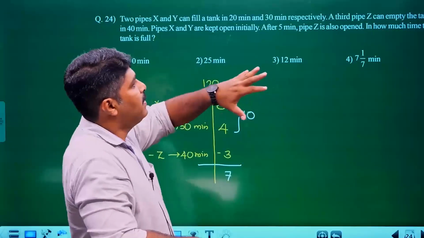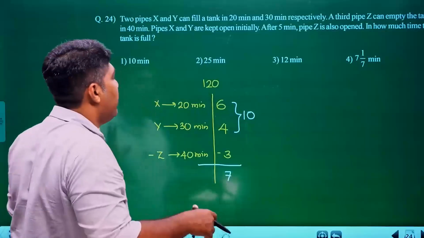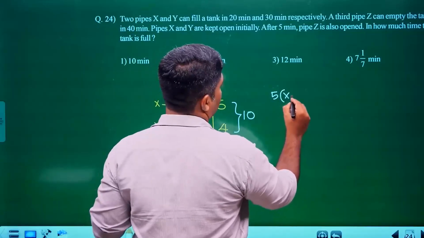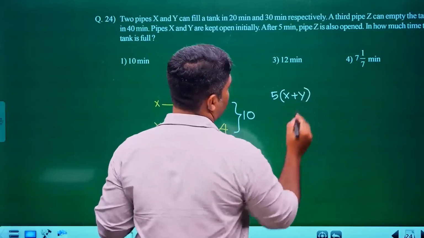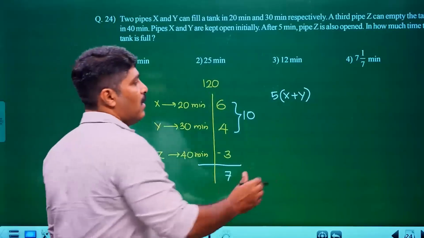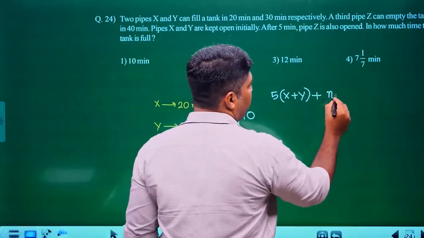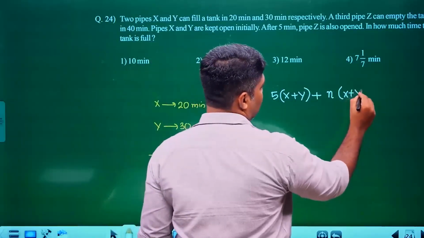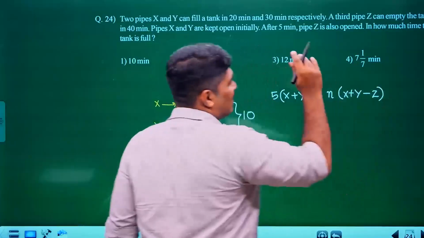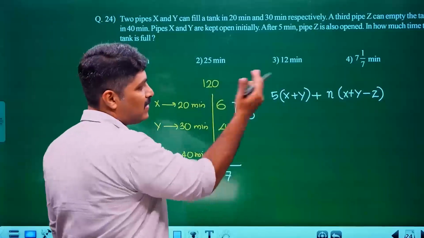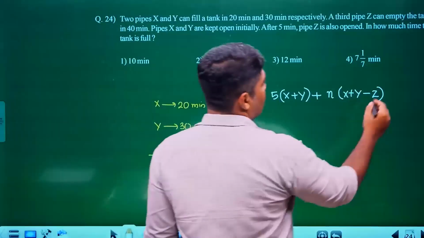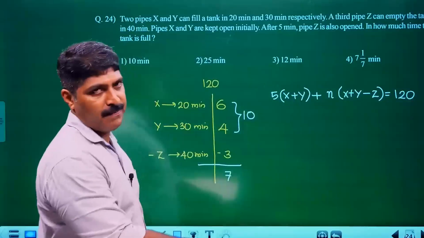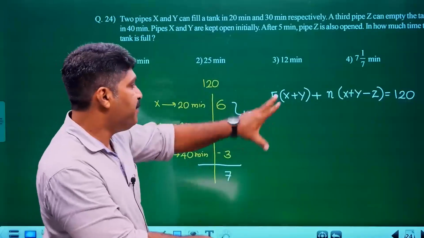Then we are moving to the second step. After 5 minutes, pipe Z also joined. That means for the first 5 minutes, pipes X and Y started the work. Got it? That's the first 5 minutes. Plus, for the next n minutes we consider that Z is also there. X plus Y minus Z, because Z is an outlet pipe. That's a negative efficiency. So this will be equal to the total quantity or the capacity, that's equal to 120.